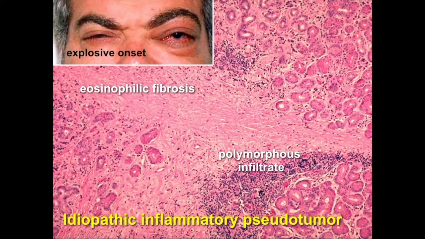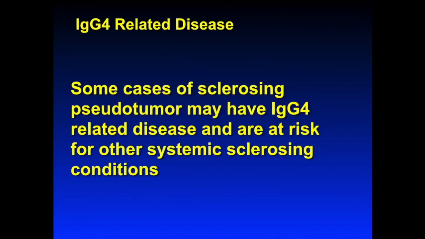And here's histopathology showing atrophy of the lacrimal gland, foci of polymorphous inflammation, and eosinophilic fibrosis. Some cases of sclerosing pseudotumor may have IgG4 related disease. This does not affect the therapy, but these patients are at risk for other systemic sclerosing conditions.